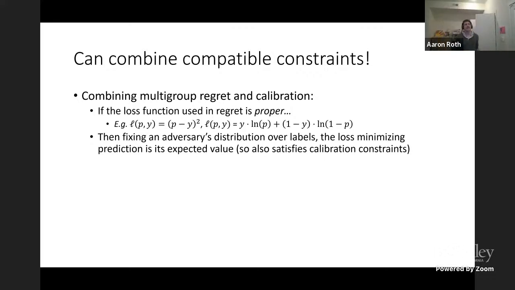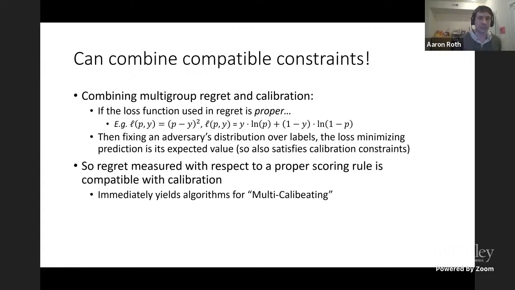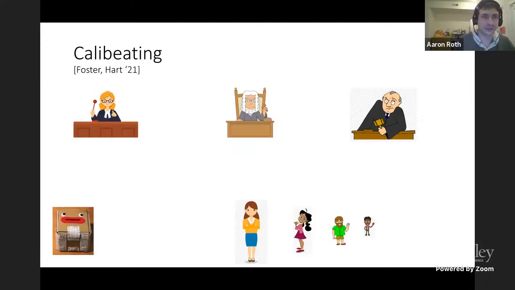Okay, and then here's a neat thing. You can combine multiple constraints. So say I want both multi-group regret and calibration, and say that I wasn't using the 0-1 loss function, but I was using a proper scoring rule as a loss function, something like squared error or log loss. Then fixing the adversary's distribution over labels, the prediction that minimizes loss is just the expected value of the label distribution, and so also satisfies calibration constraints. Which means that if I want regret constraints that are measured with respect to some proper scoring rule, this is compatible with calibration constraints. And so you can get Calibeating, which is a word that Foster and Hart came up with in a paper they put online last year.